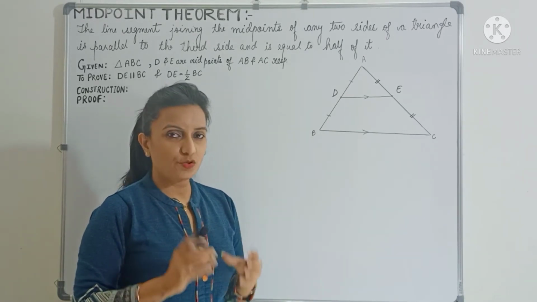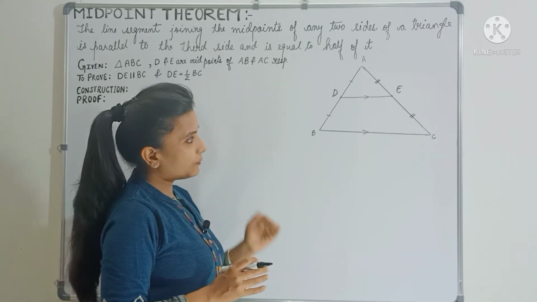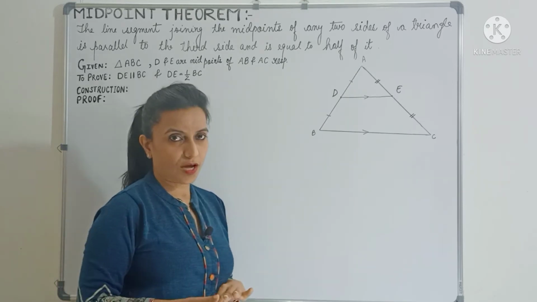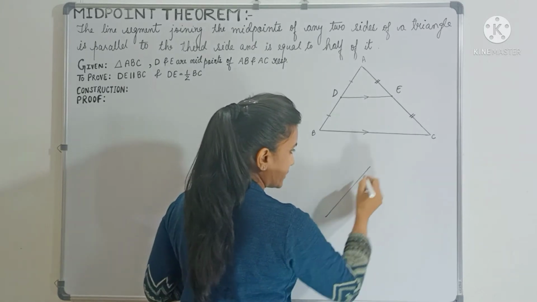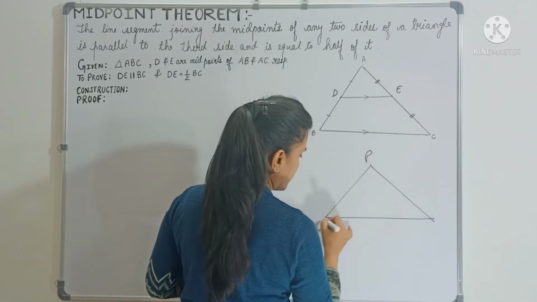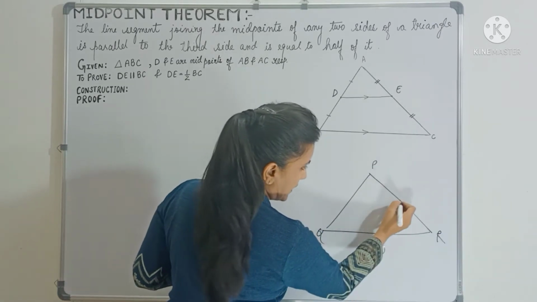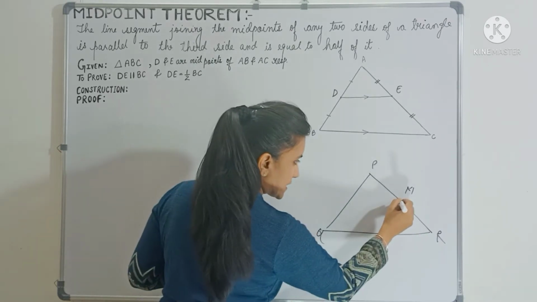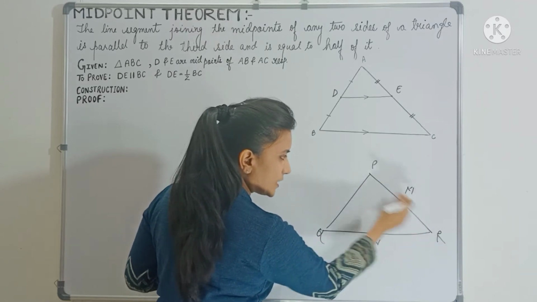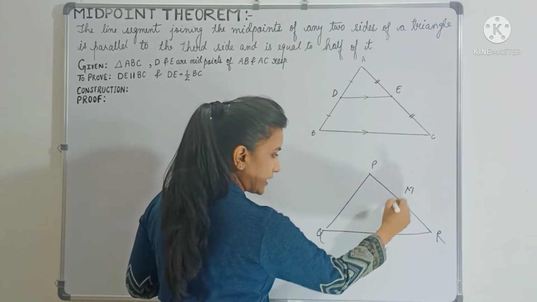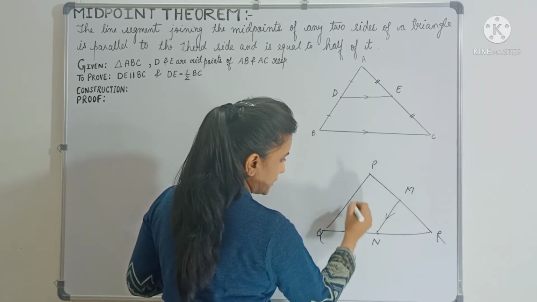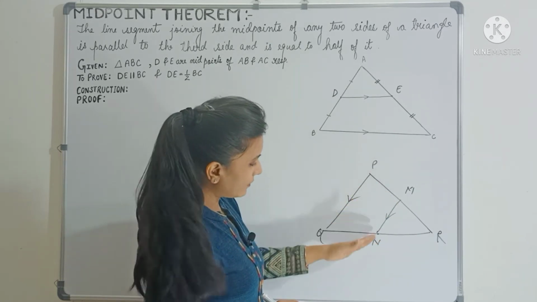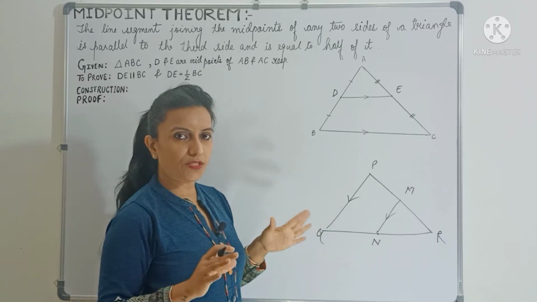I'll repeat once again. In a triangle, the line segment joining the midpoints of any two sides of a triangle will be parallel to the third side and will be equal to half of it. I'll explain using one more different figure. Let's say PQR is a triangle. Let's say M is the midpoint of PR and N is the midpoint of QR. So this is the line segment joining the midpoints of these two sides of the triangle. So this line MN will be parallel to PQ. Also, MN will be equal to half of PQ. So I hope it is clear to everyone.